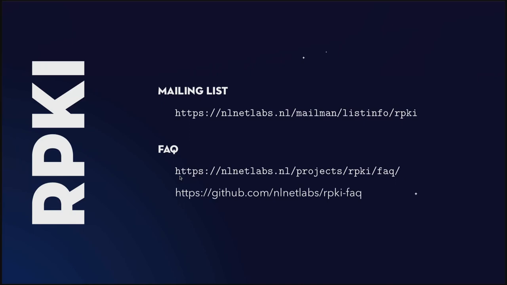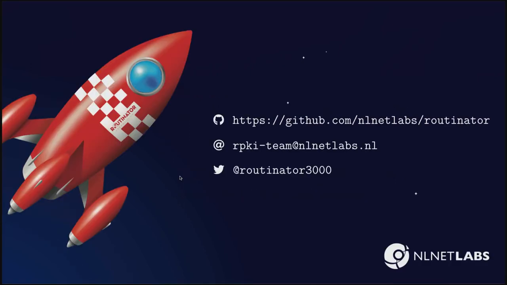And we also started an FAQ with the typical questions. It's an open source project as well, so you can go to the GitHub thing there and also create issues if something's unclear, stuff like that. And for Routinator itself, it lives on GitHub. We welcome issues and pull requests and that sort of stuff. If you don't want to do this publicly, then we have this email address here. And if you want to follow the exploits of the little rocket, then that happens on the Twitter on that account.